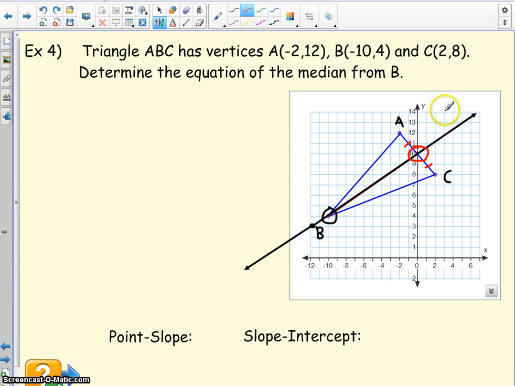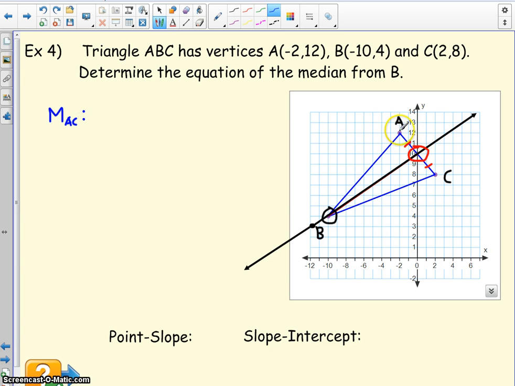Now, it really looks like on our graph it's the point (0, 10). And I'll save you some trouble. It actually is (0, 10). But sometimes our diagrams aren't always to scale. There could be a little bit of a graphing error in there, so we want to make sure we can calculate it. So to make sure of this, we're going to calculate the midpoint of AC.